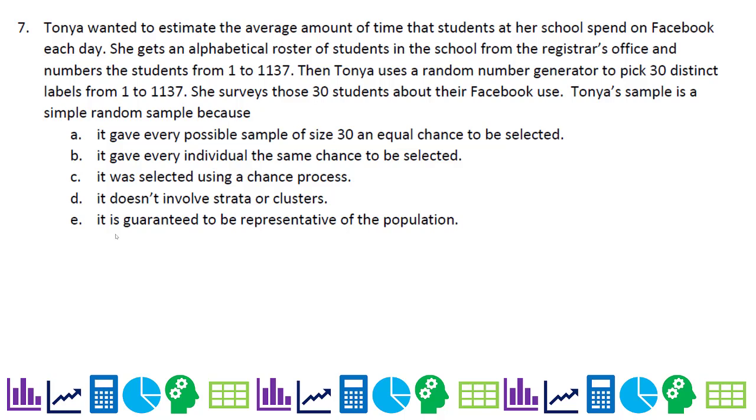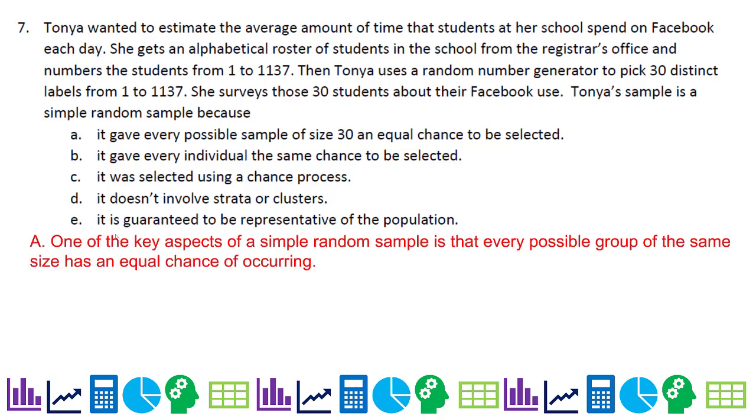Number 7, Tonya wanted to estimate the average amount of time that students at her school spend on Facebook each day. She gets an alphabetical roster of students in the school from the registrar's office and numbers the students from 1 to 1,137. Then Tonya uses a random number generator to pick 30 distinct labels from 1 to 1,137. She surveys those 30 students about their Facebook use. Tonya's sample is a simple random sample because one of the key aspects of the simple random sample is that every possible group of the same size has an equal chance of occurring, all right? So if that is true, you definitely have a simple random sample.